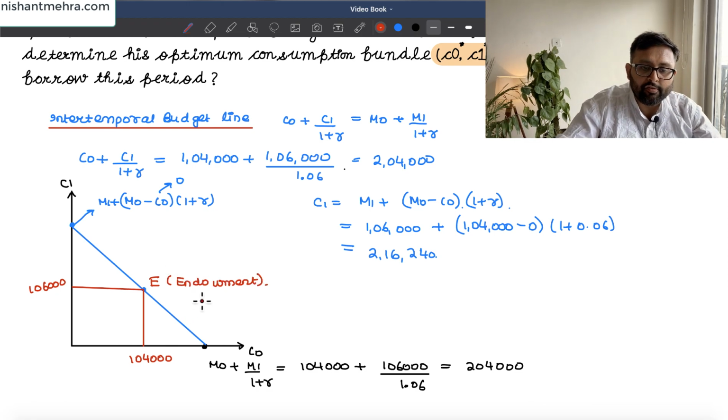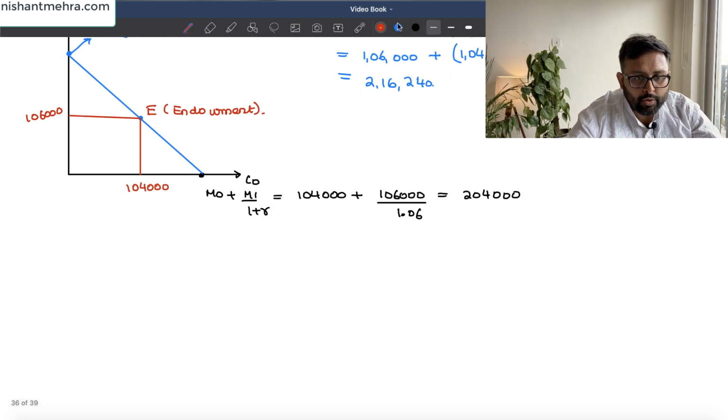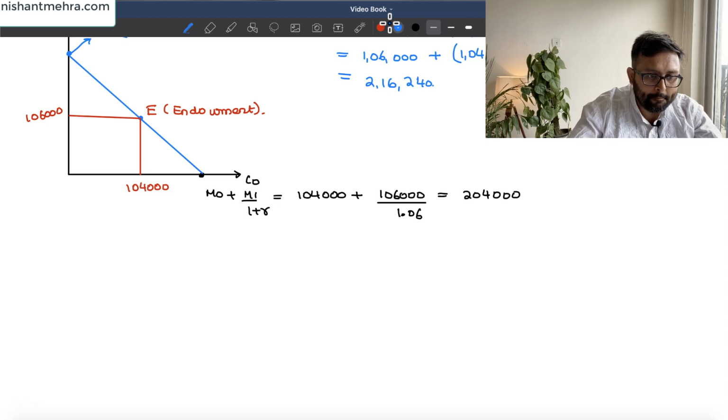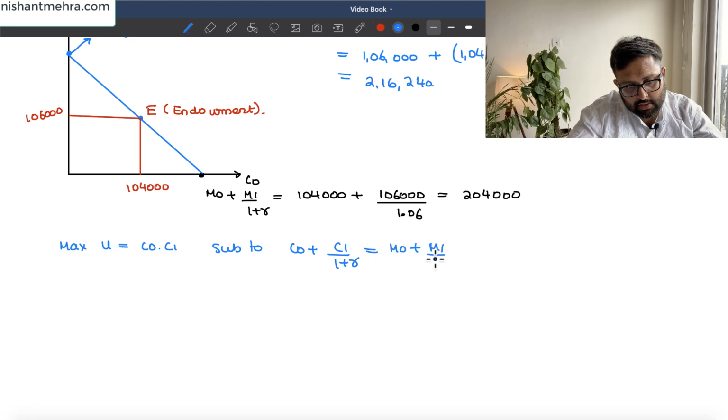Now you have the utility function. What is your utility function telling you? You have to maximize U equals C0 C1, subject to C0 plus C1 upon 1 plus R equals M0 plus M1 upon 1 plus R.